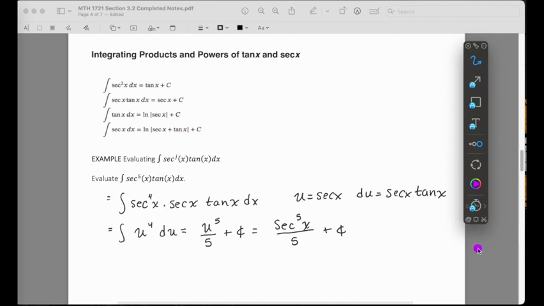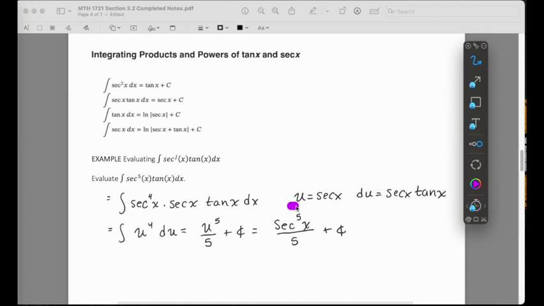And we're going to start off with a nice easy one, and then we're going to build up to some harder ones where we use the guidelines again. So in this example, we have secant to the 5th x tangent x. Here's our general format. I'm going to rewrite secant to the 5th as secant to the 4th times secant times tangent. So this is still secant to the 5th. I just split it up.